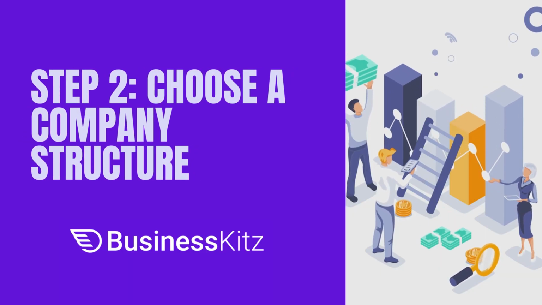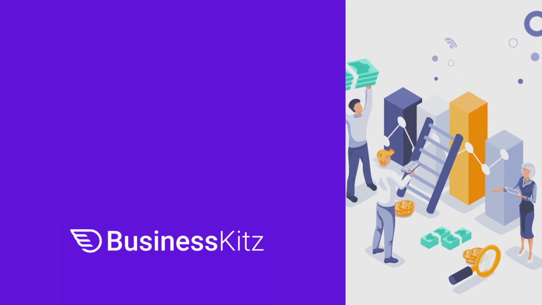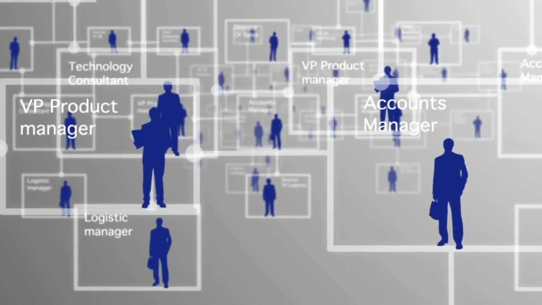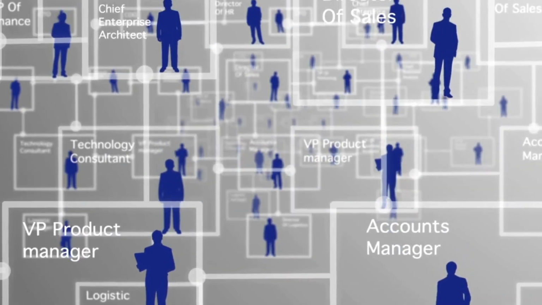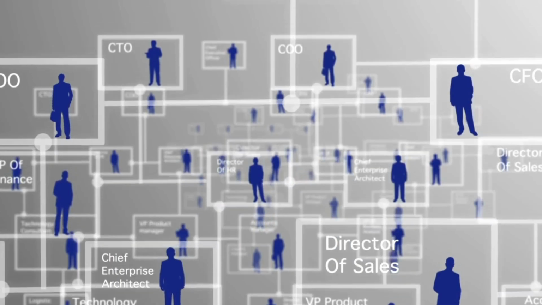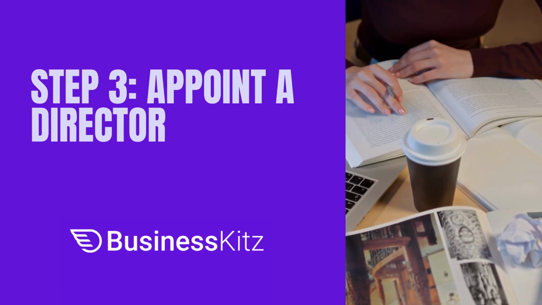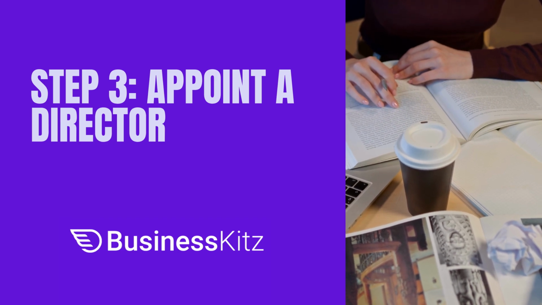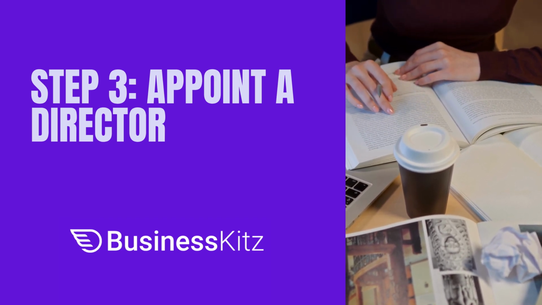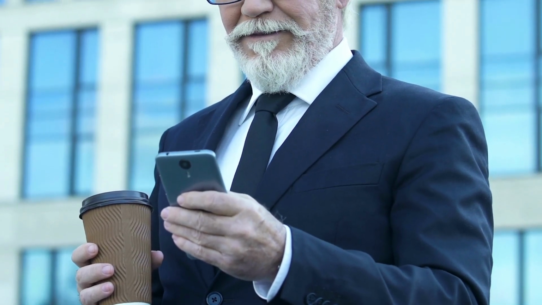2. Choose a company structure. The most common company structures in Australia are proprietary limited and public companies. A proprietary limited company is a private company with limited liability, while a public company can offer shares to the public. 3. Appoint a director or directors for your company. A director is responsible for managing the company's affairs and making decisions on behalf of the company.